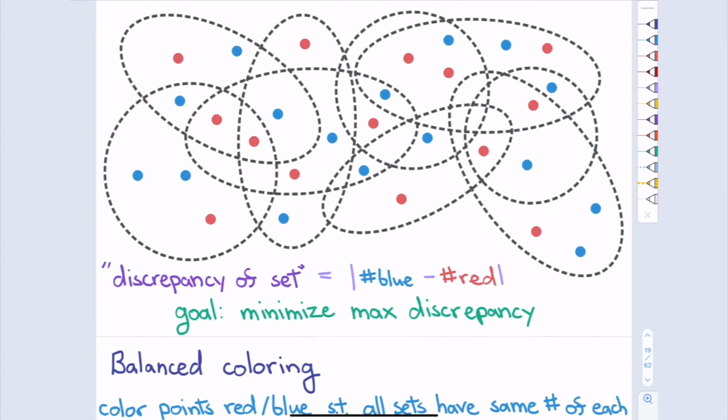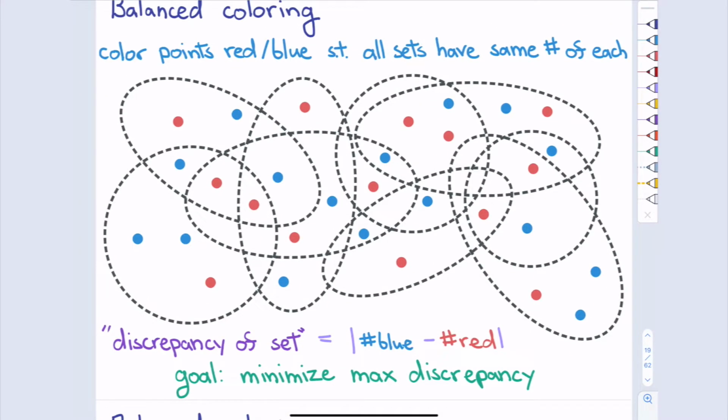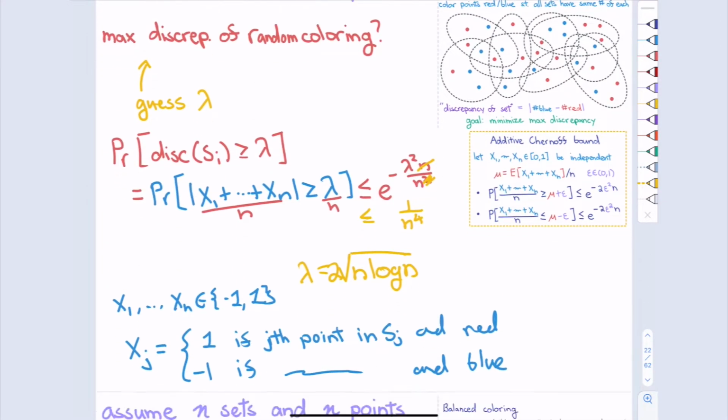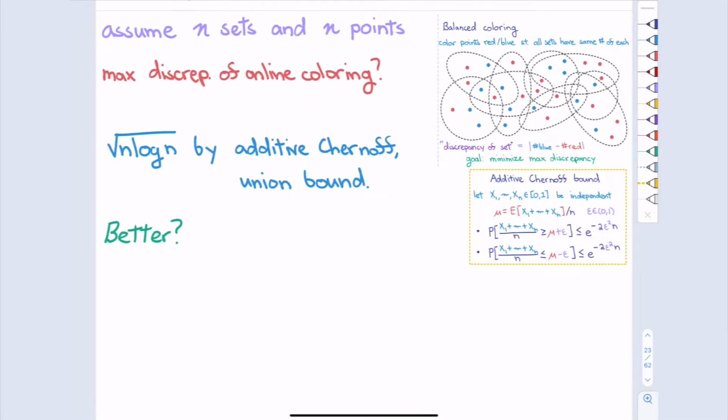Let me just briefly, for those who came in a little late, say that the problem we're solving is you're given a bunch of points and sets, and the goal is to assign all the points red or blue so that the number of red or blue in each set is as balanced as possible. The absolute difference is called the discrepancy. The goal is to minimize the maximum discrepancy. Additive Chernoff will give us roughly square root n log n. The question is, can you do better than this kind of union bound style argument?